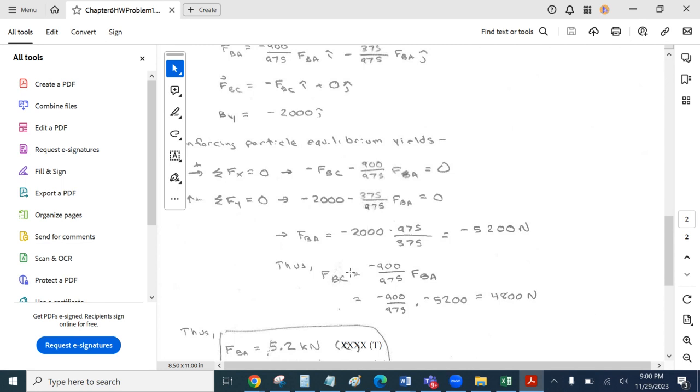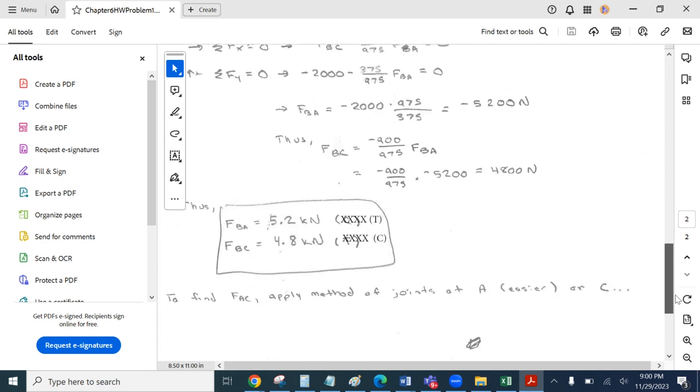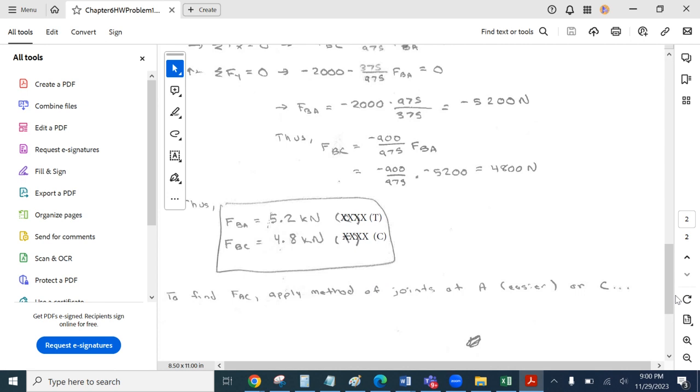When you go through and solve for FBC, that means FBC has to turn out to be positive, 4.8 kilonewtons. And remember our default sign convention, if something is positive, it is in compression.